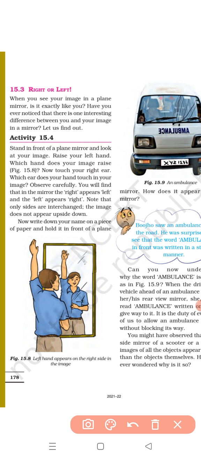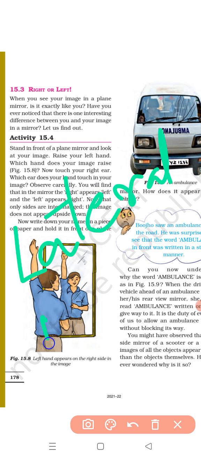Okay, so this means that the right side of our body becomes the left side in the image, and the left side of our body becomes the right side in the image. So it appears as if our image has been reversed sideways with respect to our body. So this effect of reversing the sides of an object and its image is called lateral inversion. What is it called? Lateral inversion.